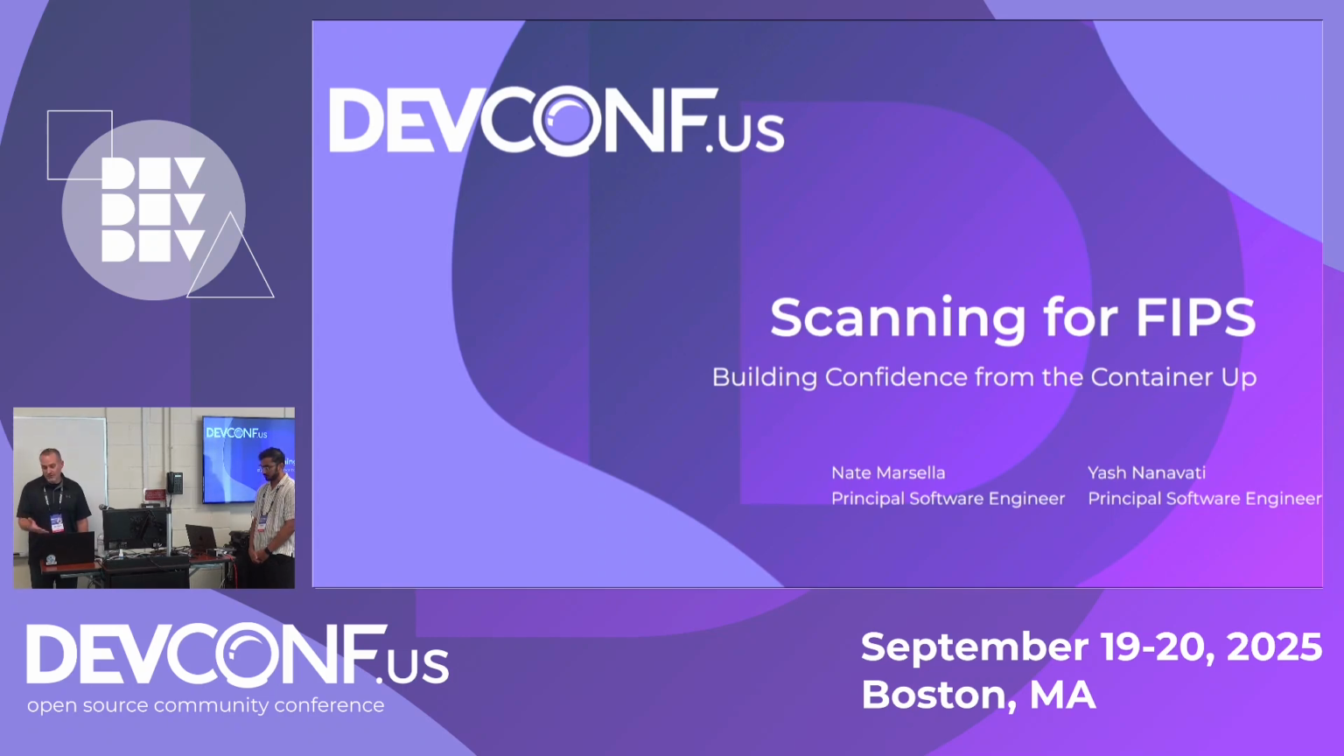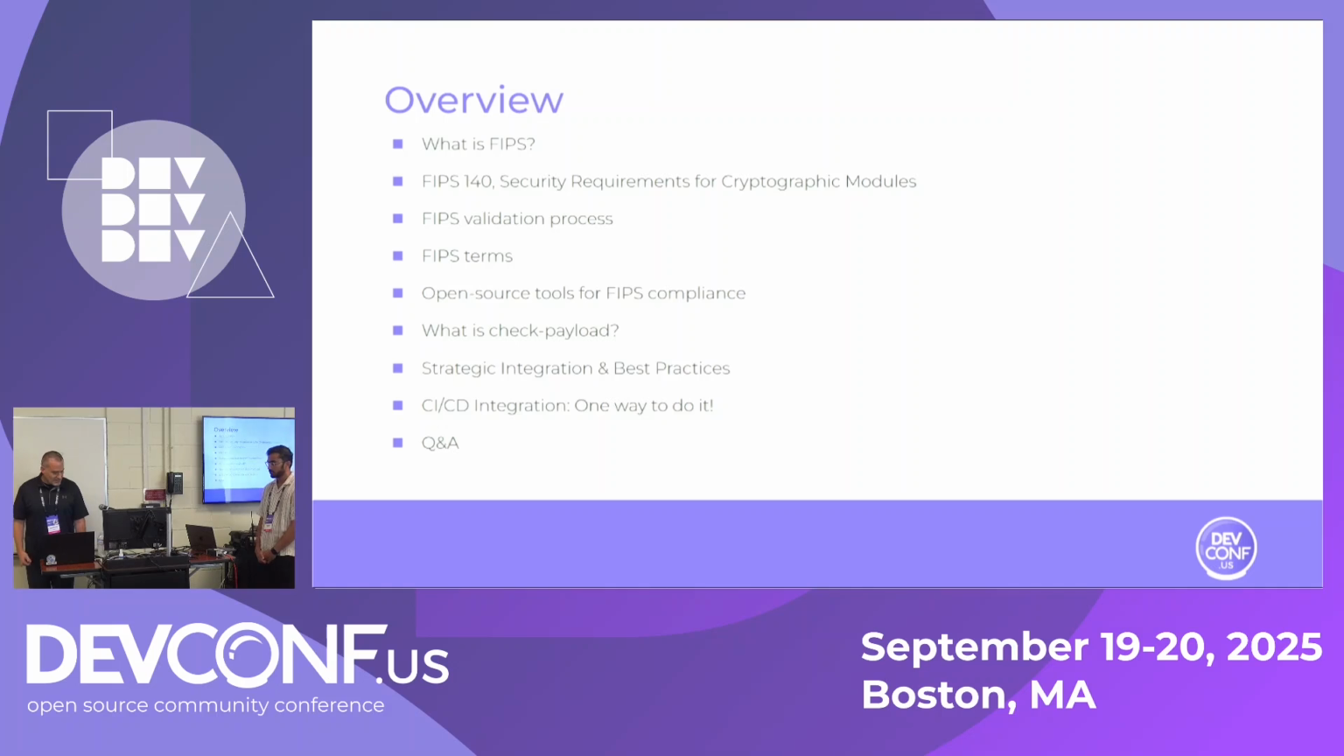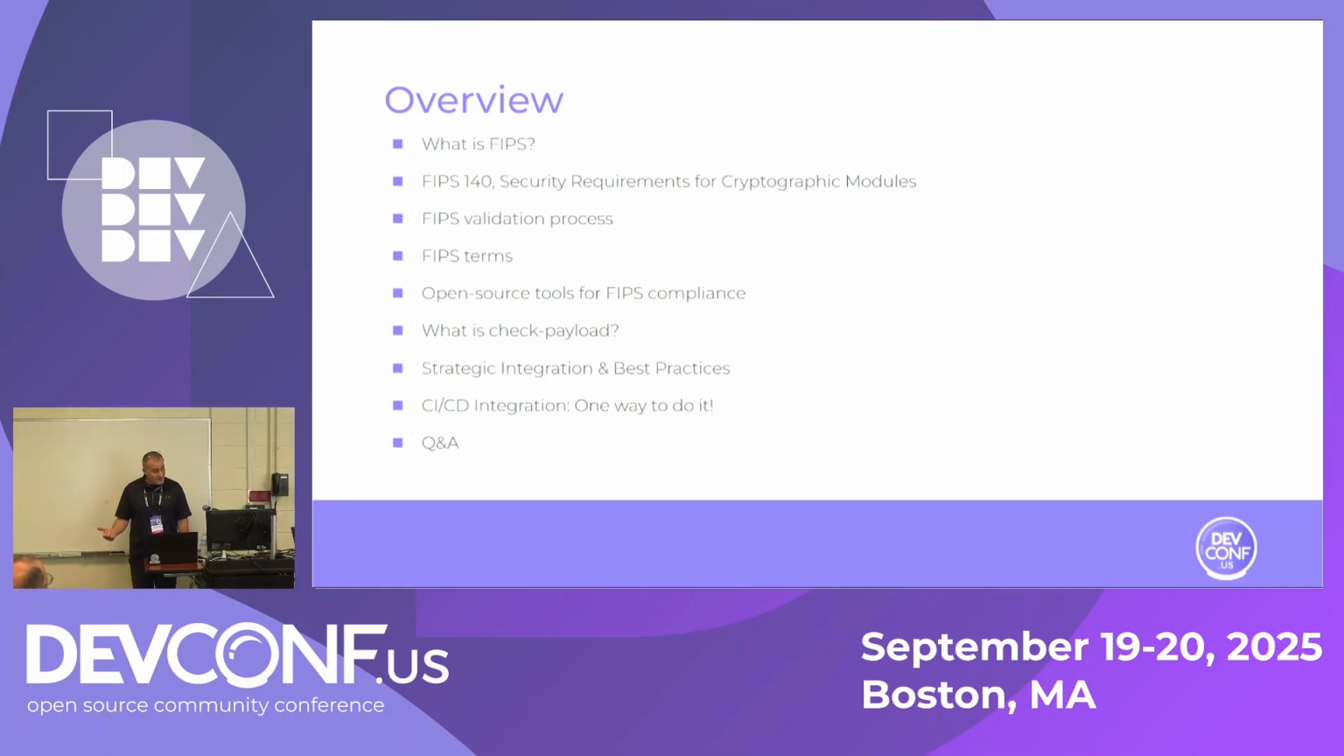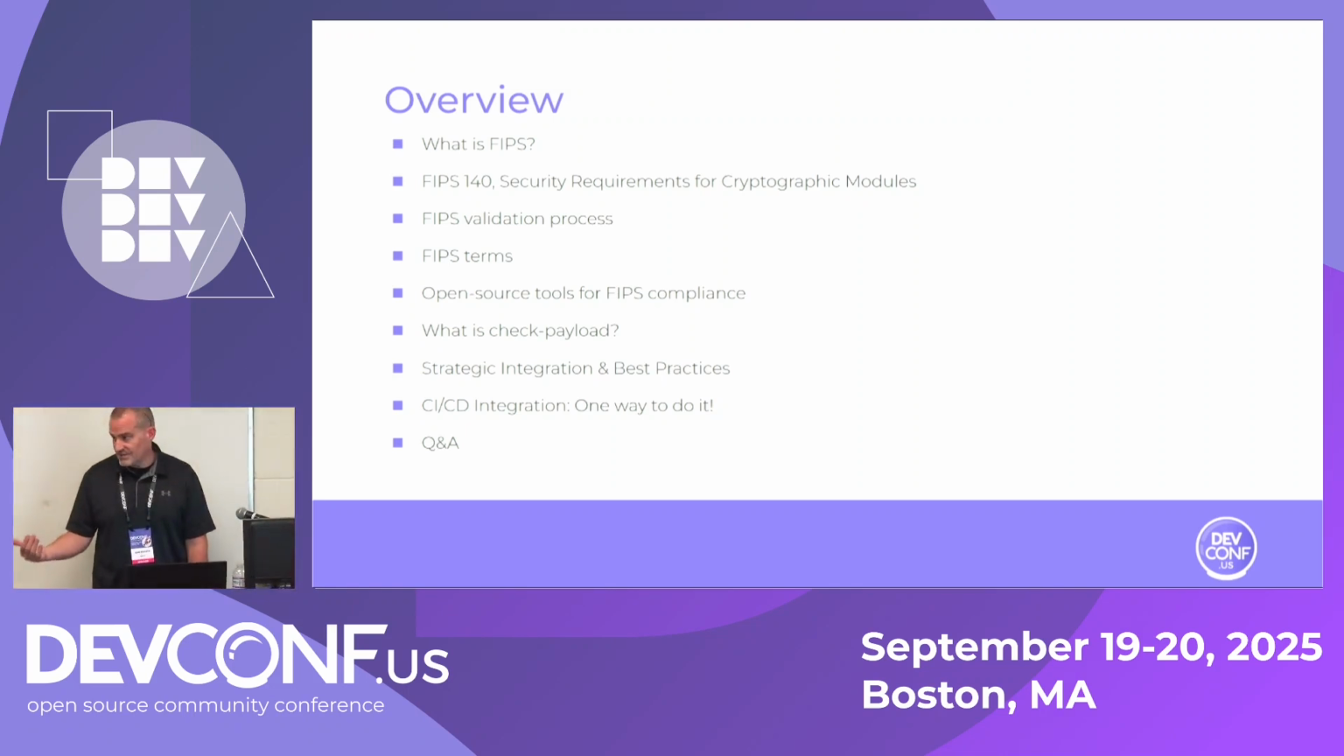So we want to talk about FIPS. We want to talk about our experience implementing a new check in our build and release pipelines. So we'll talk about what is FIPS. FIPS 140. FIPS are Federal Information Processing Standards. FIPS 140 is the particular standard that we'll be talking about. Some terms, the process of getting your container image validated for FIPS, and then I'll hand over to Yash.